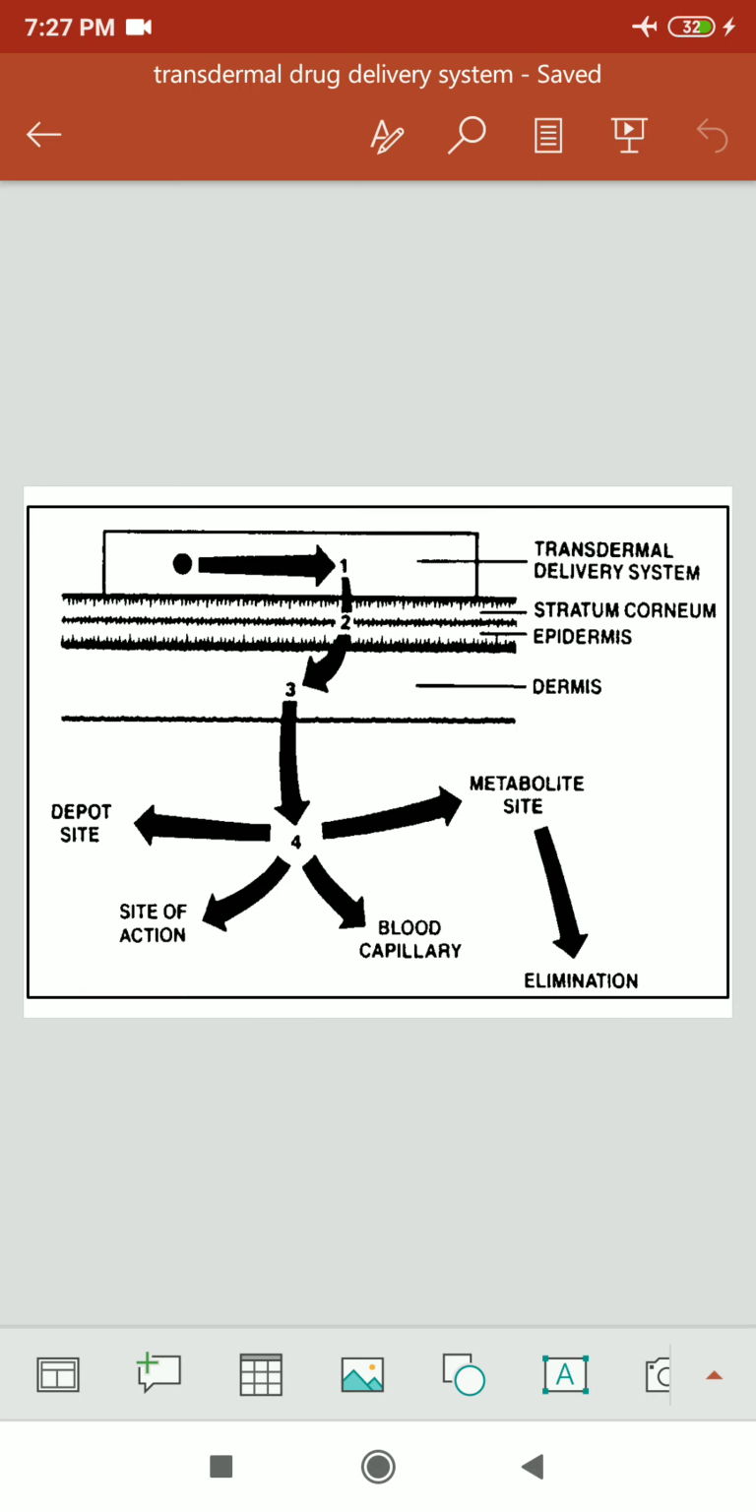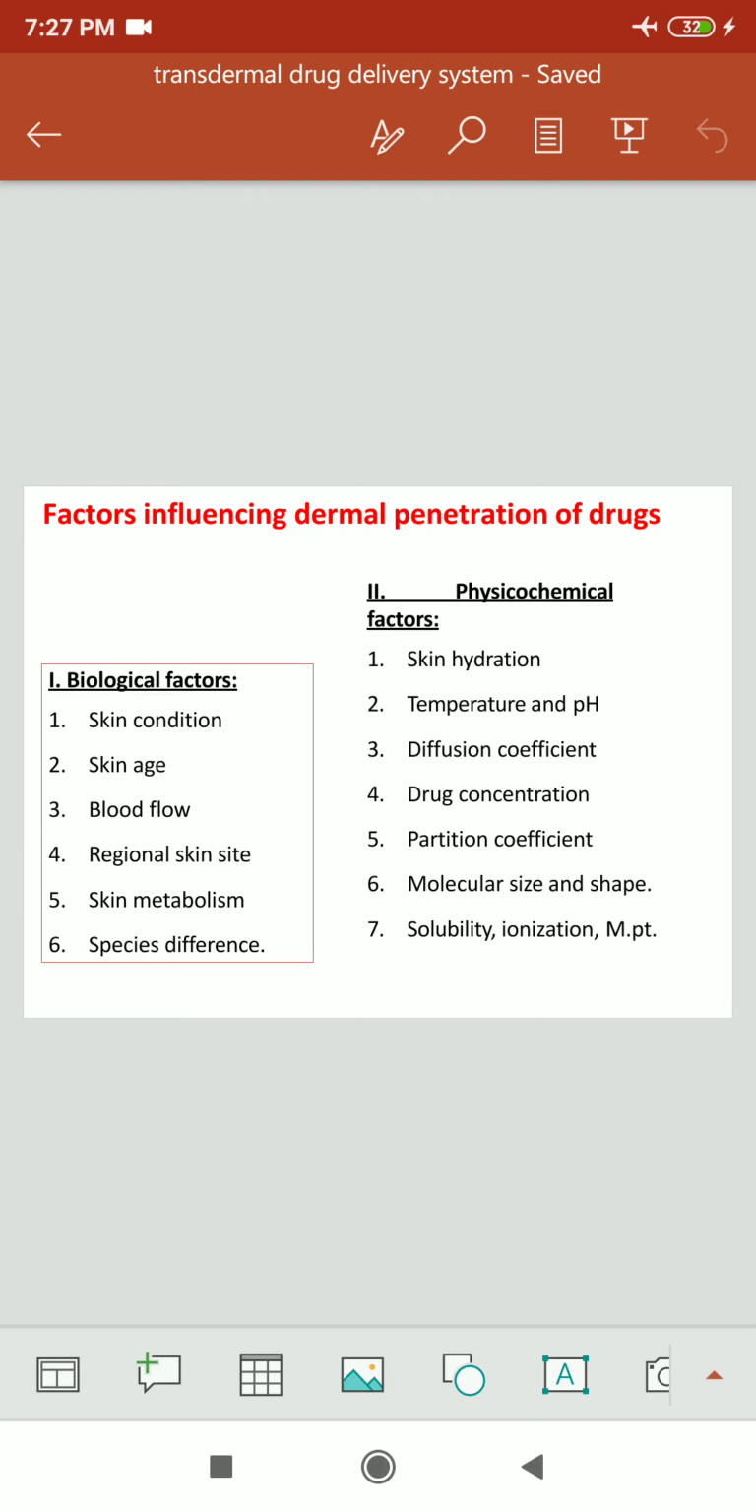This is the simple mechanism. First, at the upper part, the transdermal delivery device is there, and it is connected to the skin, which has the first layer, the stratum corneum. The second layer is the epidermis, then they pass into the dermis, and via the dermis they enter the blood capillary. After they reach the site of action, they are metabolized at different sites, and then they are eliminated.